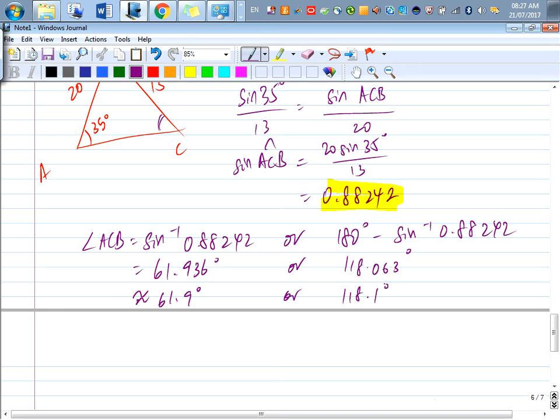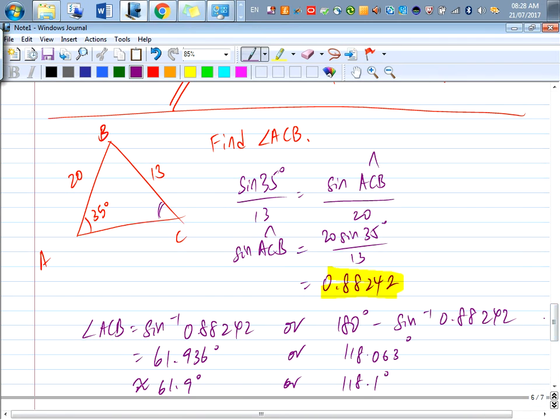Alright, now again we have two angles, right? So are we going to be very quick to say that, hey, we should reject one of them? For example, we should reject this 118.1, isn't it? Okay, if we base it on the diagram only, we know that it is supposed to be smaller than 90. So I can reject 118.1.